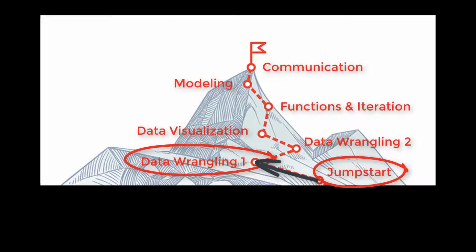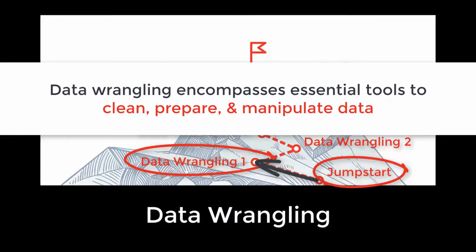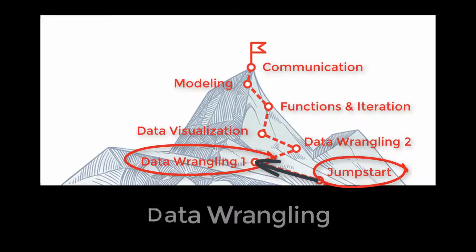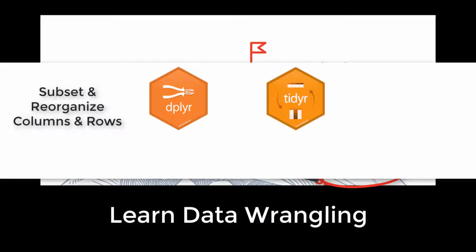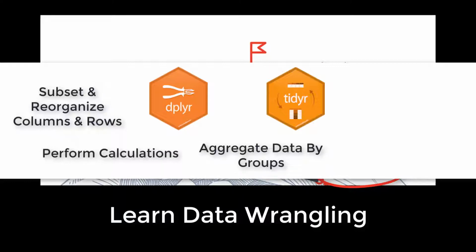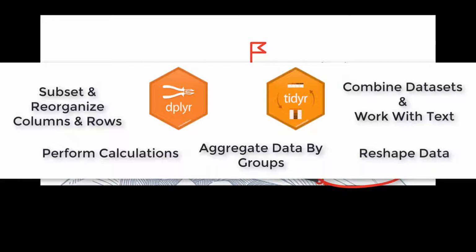Next, we'll launch into data wrangling. Data wrangling encompasses essential tools used to clean, prepare, and manipulate data. You'll learn dplyr and tidyr, an amazing tool chain that makes slicing and dicing data fast and efficient. You'll learn how to subset and reorganize columns and rows, perform calculations on columns, aggregate data by groups, reshape data into the tidy format, combine data sets, and even work with text.